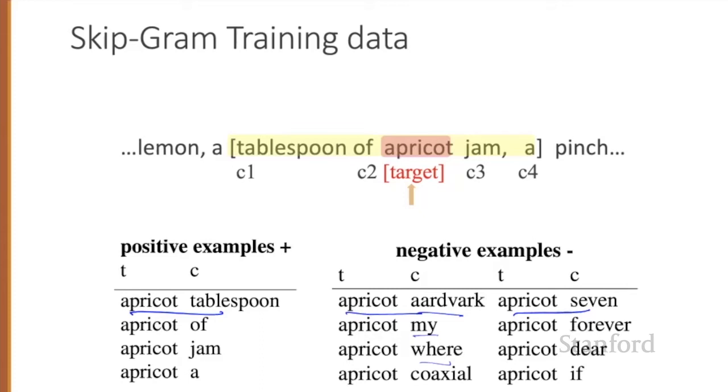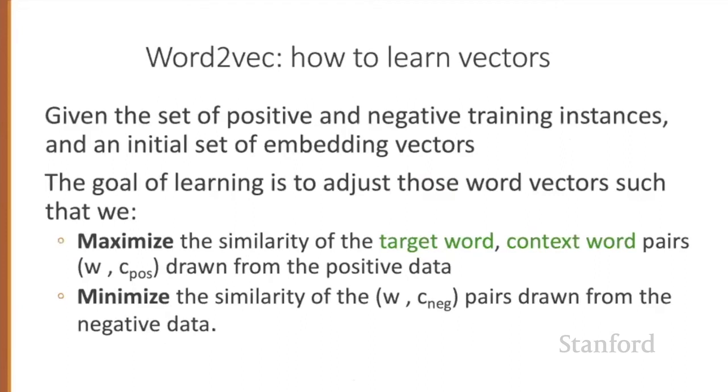We're ready for training now. We have 4 positive examples and 8 negative examples. So given this set of positive and negative training instances and some initial set of embeddings, the goal of the learning algorithm is to adjust these embeddings to maximize the similarity of the target word context word pairs that are drawn from the positive examples and minimize the similarity of the pairs drawn from the negative examples.